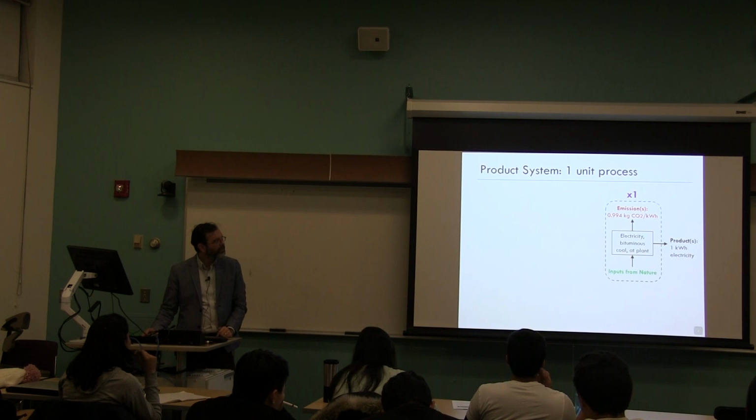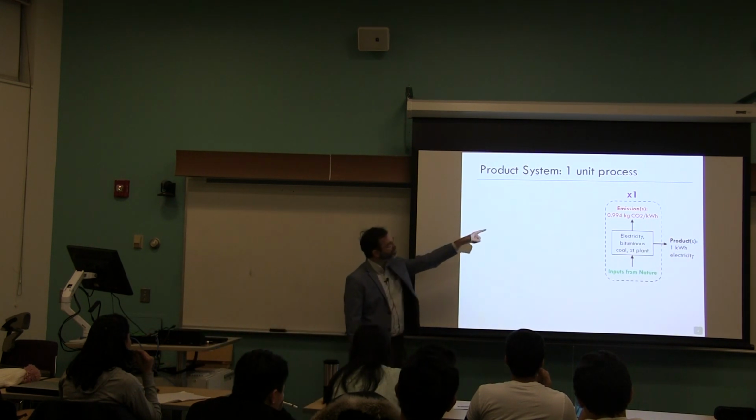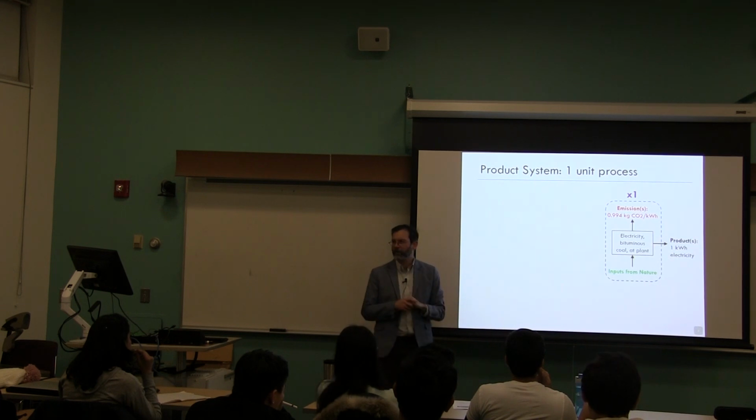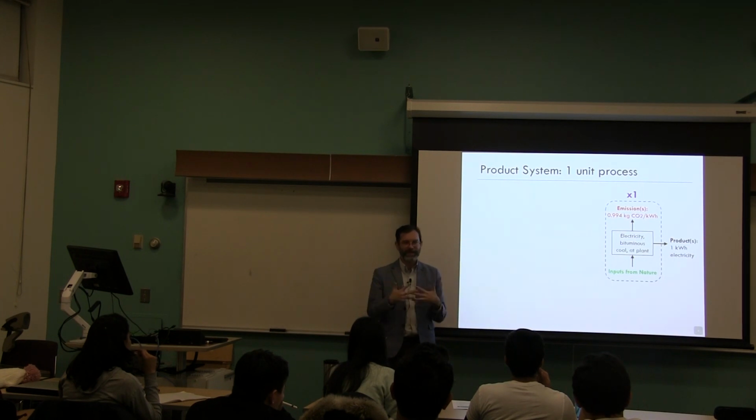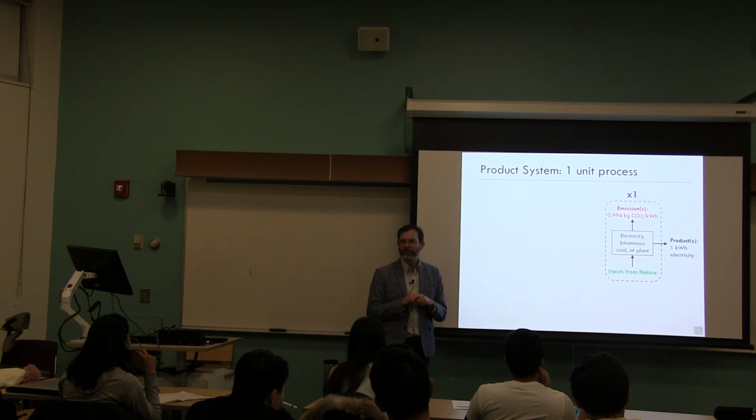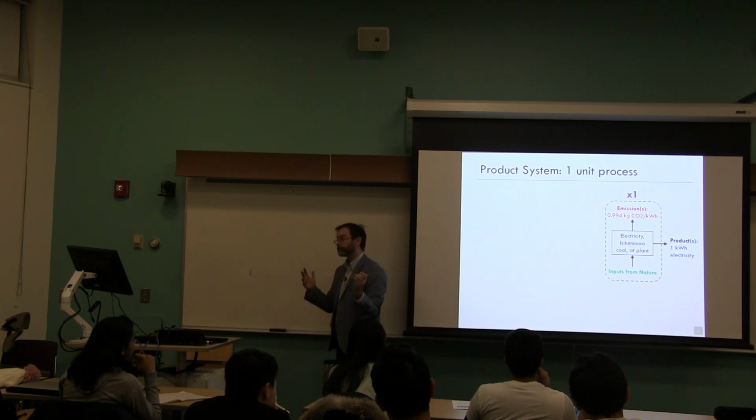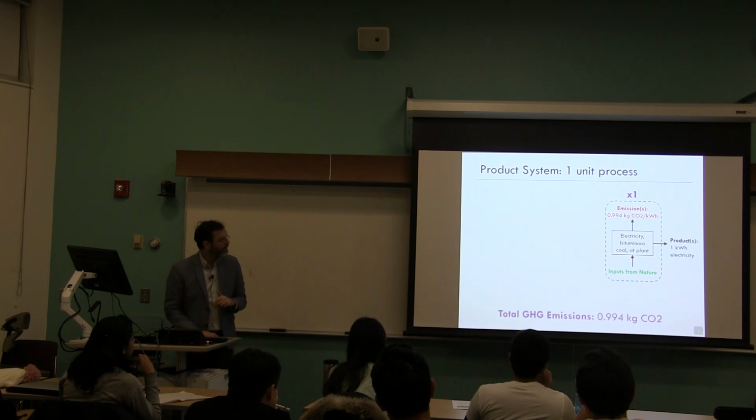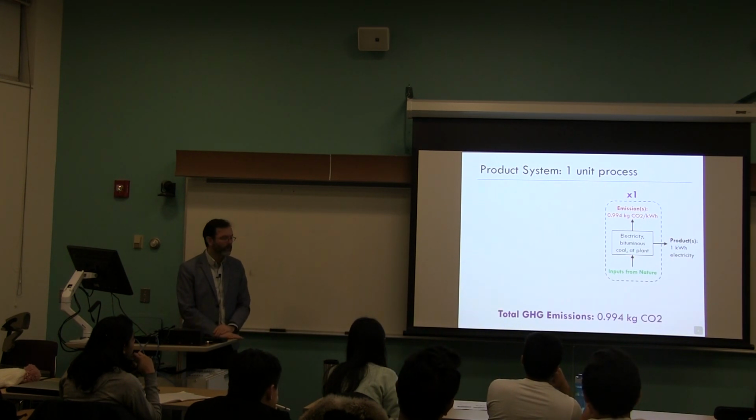I want one of these, right? See, my emission is per kilowatt hour, and my reference flow is 1 kilowatt hour because I've conveniently made them match. So for this final unit process in the process chain, I just multiply my emissions by 1. And I get total greenhouse gas emissions of that same number, 0.994 kilograms CO2.